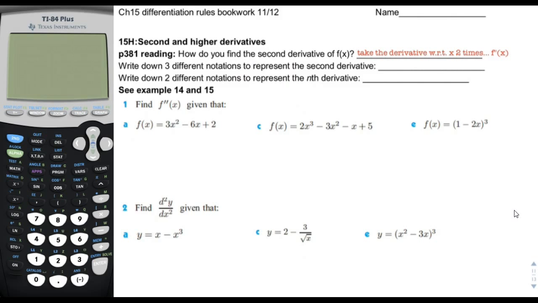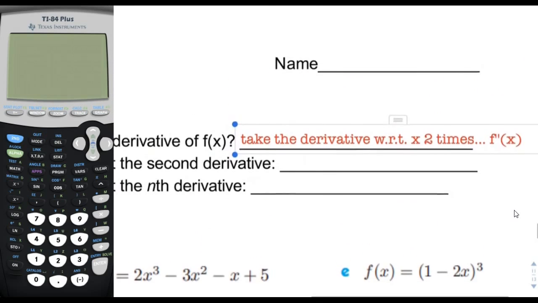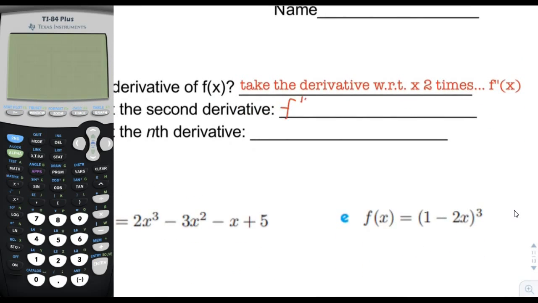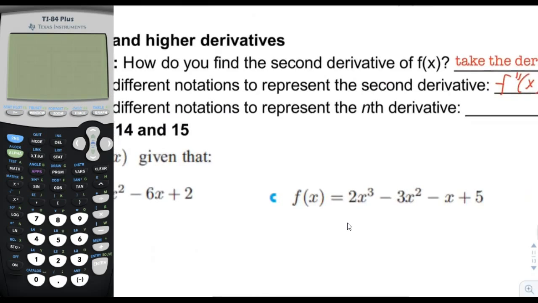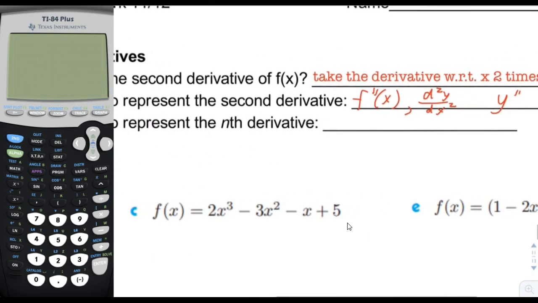Okay, one of the notations I just put, which is f dash dash x. Another notation would be, instead of writing dy dx, you write d squared y dx squared. The other notation would be y dash dash. Okay? Alright, then write down 2 different notations to represent the nth derivative.